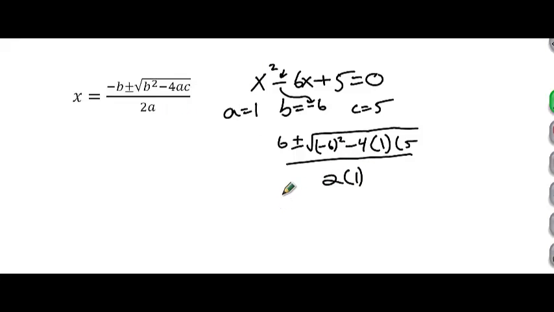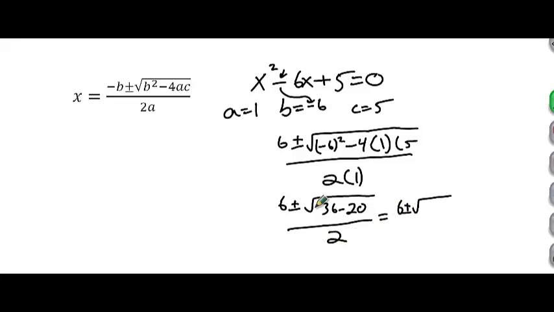So from here, 6 plus or minus the square root of 36, positive 36. You can use your calculator, put your parentheses around it. Negative 4 times 1 is negative 4 times 5 is negative 20 all over 2. So we get 6 plus or minus the square root of 36 minus 20, 16 over 2.